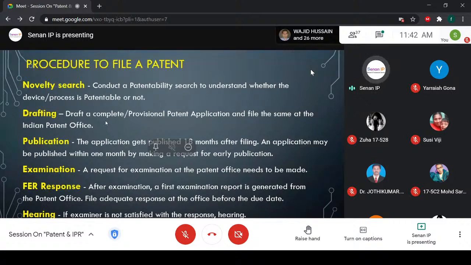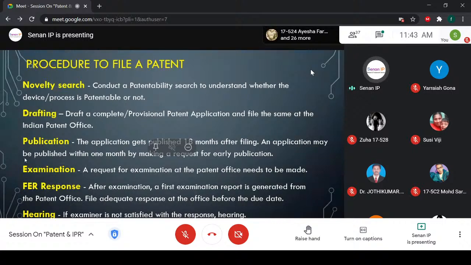The third one is, once we check the novelty and the drafting is done, the patent application can be filed. After filing, the patent application is generally published after 18 months of filing. There is also a way to get early publication of the patent application. We can file an early publication request with the filing of the patent application or after it, by filing Form 9. If we do not file an early publication request, then the patent application will be published after 18 months. If we file an early publication request, then the patent application can be published within 1 week, 2 weeks, or 1 month.